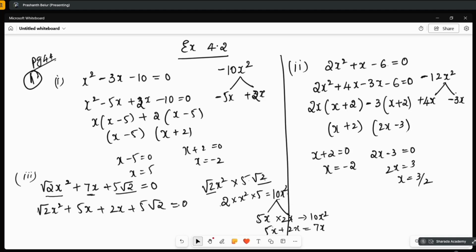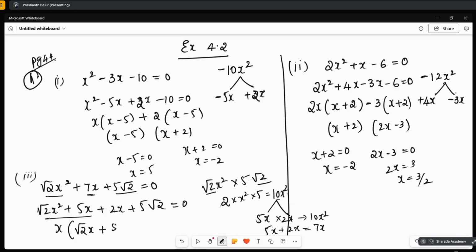Now here, what can I take common, Netra, in this? X I can take common. Only x? Root 2, if I take it, is it there? No, x is correct, only x I can take common, because 5 I can write as root 5 into root 5, and root 2 I will not get. So the only common term is x. If I take x common here, what else remains? Root 2x plus 5.